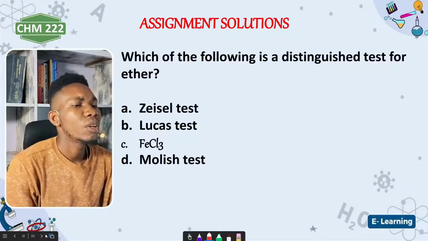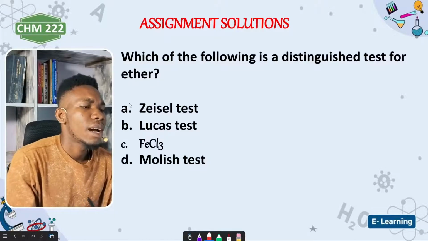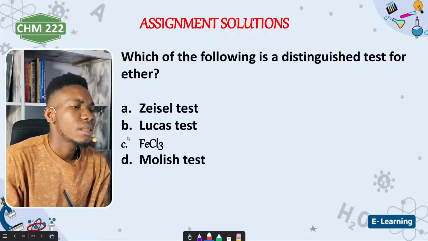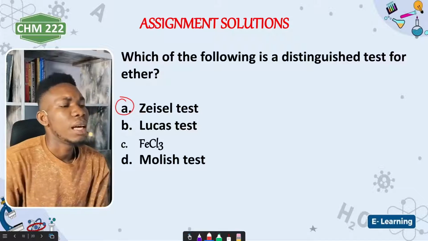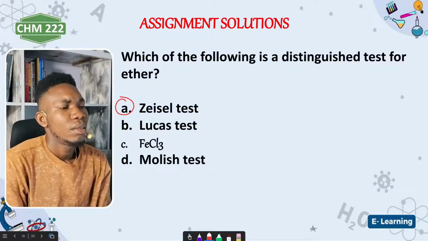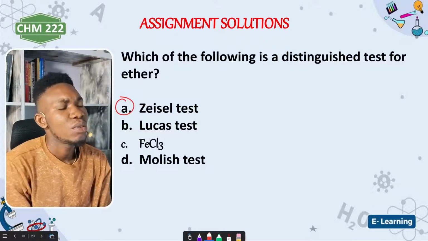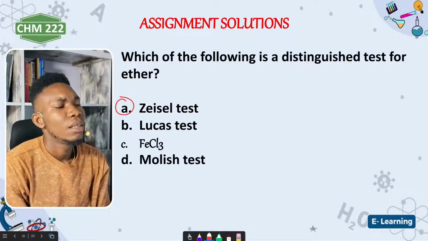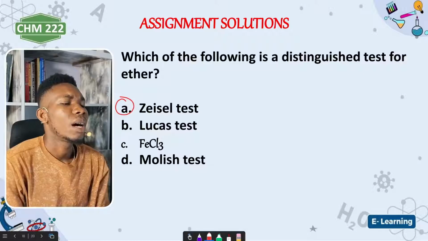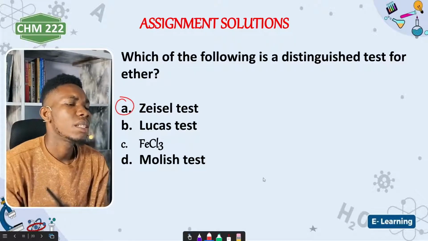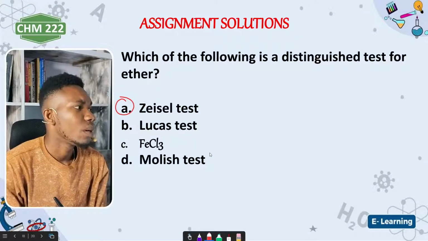Now, which of the following is a distinguishing test for ether? You use the Zeisel test to distinguish ethers. Right? Lucas test, no. Lucas test is used to distinguish between primary alcohol, secondary alcohol, and tertiary alcohol. Molisch's test, of course, is for carbohydrate.